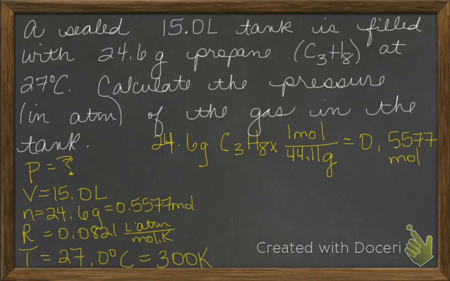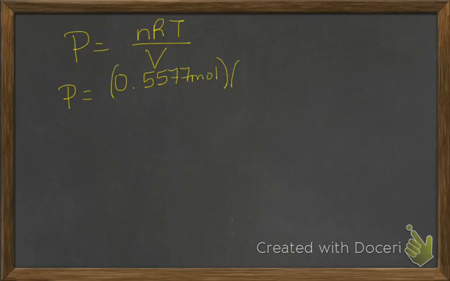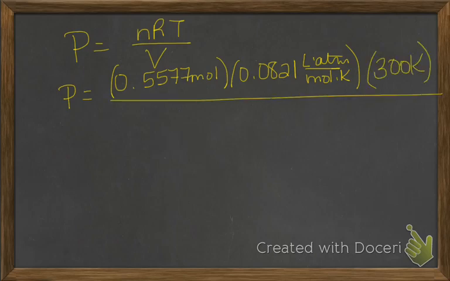And now we're ready to plug in. Pressure is equal to moles... I'm going to run out of room, I know, so I'm going to go over here and say P is equal to nRT over V. So P is going to be equal to n, 0.5577 moles, times R, which is 0.0821 liters times atmospheres per mole times Kelvin, times the temperature of 300 Kelvin, divided by our volume, which we said was 15 liters.